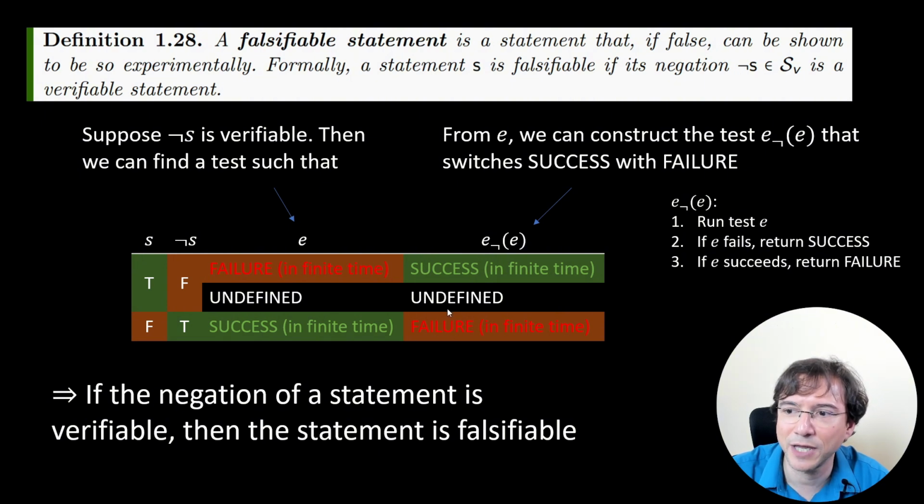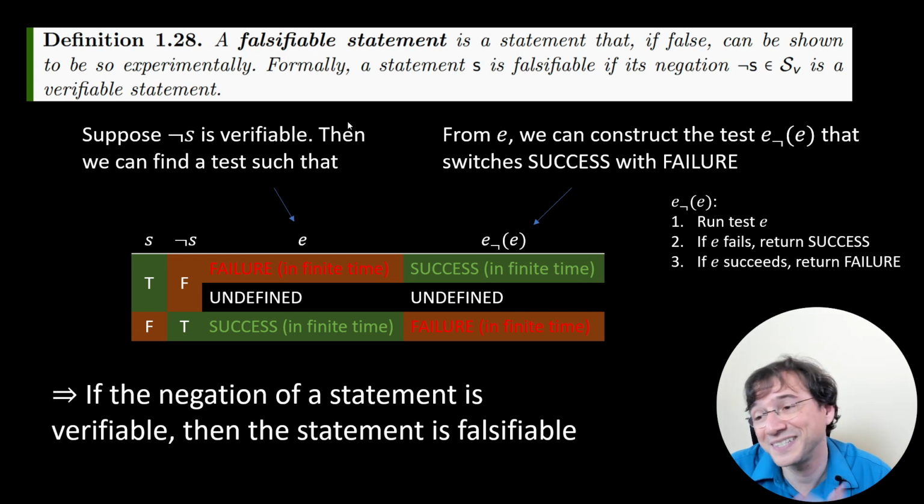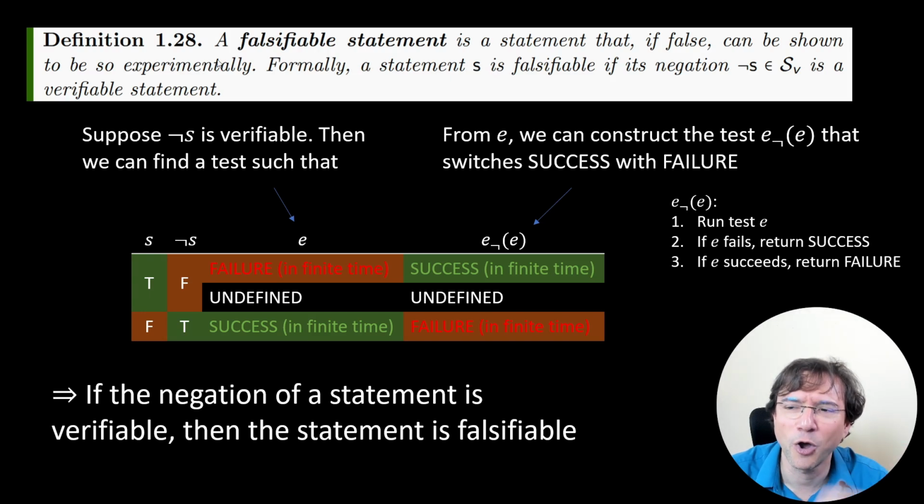And now look at this. Whenever the statement is false, we have a test that always fails in finite time. And so if the negation of a statement is verifiable, then the statement is falsifiable, right? So we sort of bridge the gap between these two little definitions. This is exactly what we want justification to do: to start with a more common sense way of defining things, and then use the formal system to show equivalence.